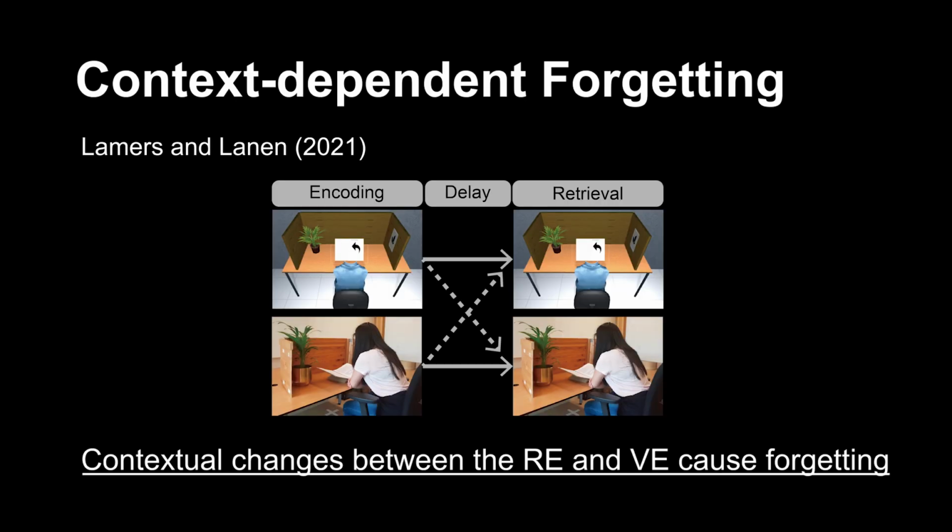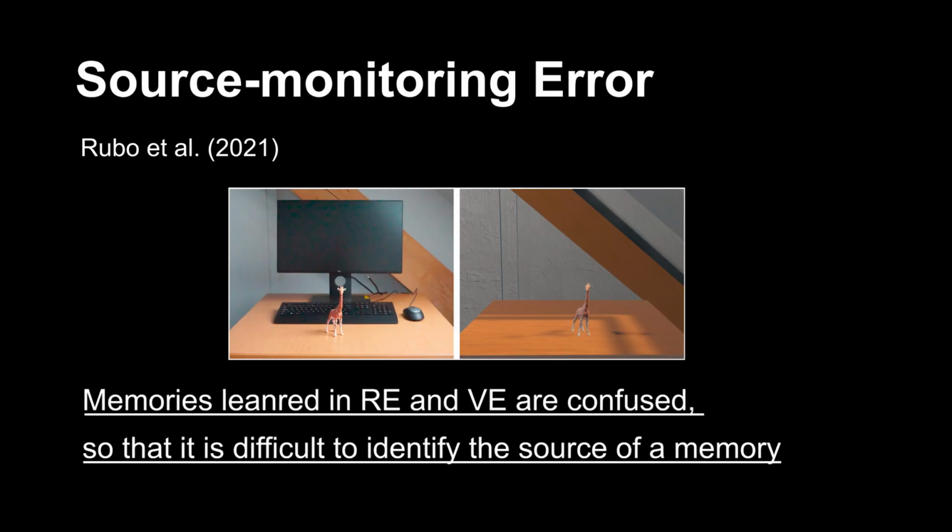We investigated two effects caused by alternating between the virtual and real environments. One is context-dependent forgetting. This effect refers to the effect that memories learned in real are forgotten when immersed in a virtual environment, and memories learned in VR are forgotten when removing the HMD and returning to reality. The other effect is a source monitoring error.